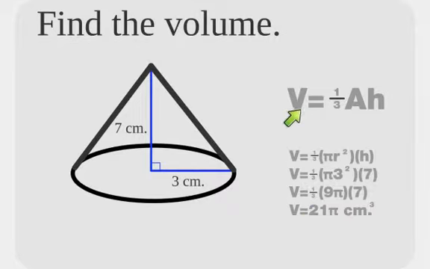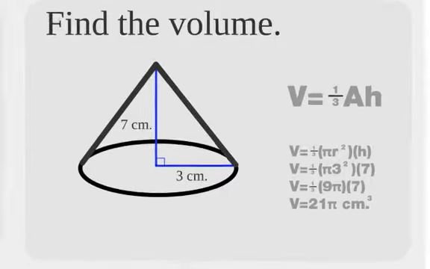And again, if you have 1/3 there, you can do 3 times 3, which is 9, take a third of that, which is 3, and then it's 3 times 7, which is 21 pi centimeters cubed. Not too bad, huh? Pretty easy.